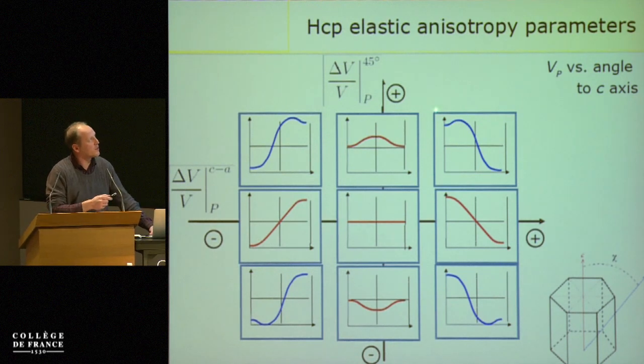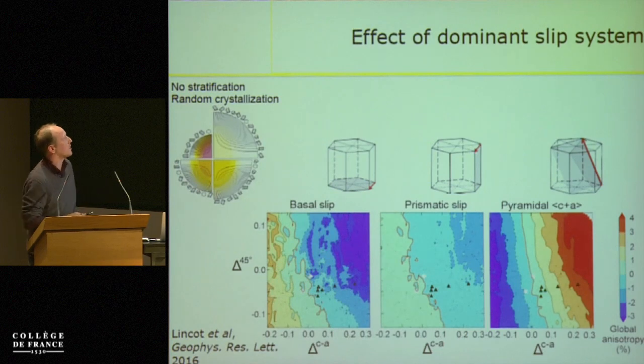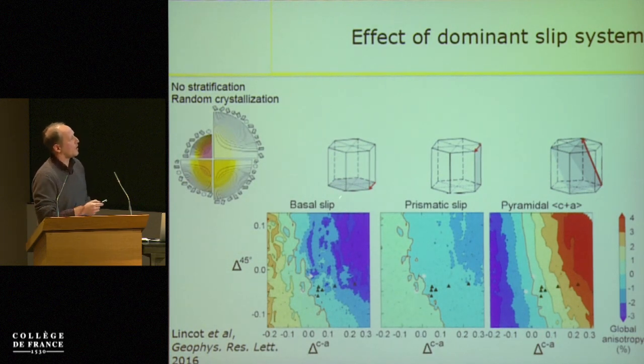And basically it tells you how the velocity is changing as a function of the angle to the C-axis. So here is what you get. This is the Yoshida model, where the inner core is growing faster at the equator, with dominant basal slip for HCP, with dominant prismatic slip, with dominant pyramidal C plus A. And what happens when you do dominant basal slip, it doesn't work. You get anisotropy, but it's the wrong way. If you put prismatic slip, you don't get much anisotropy. The inner core remains isotropic.